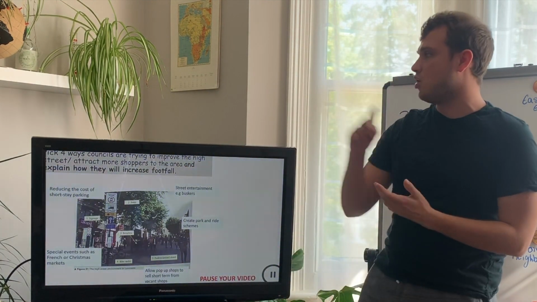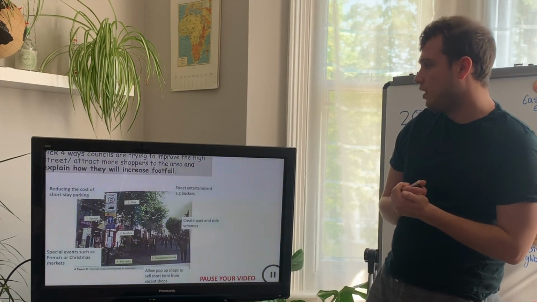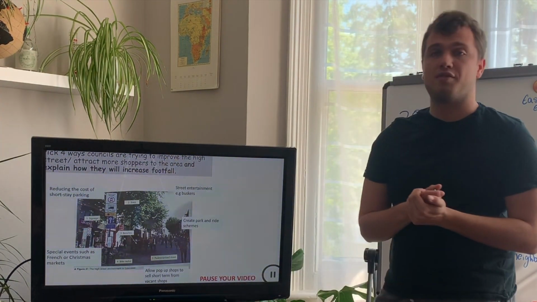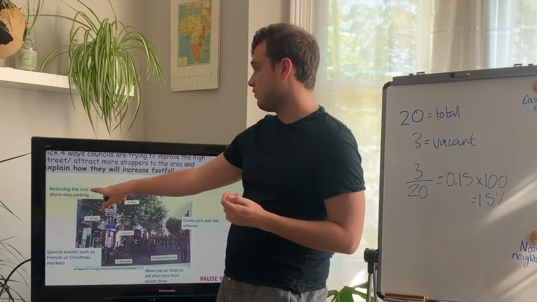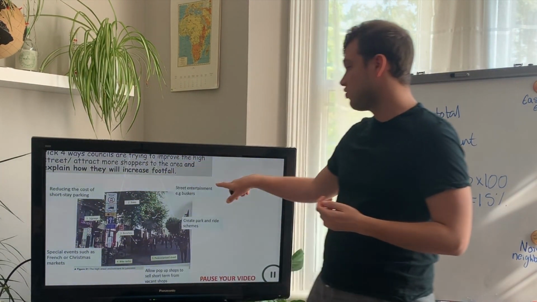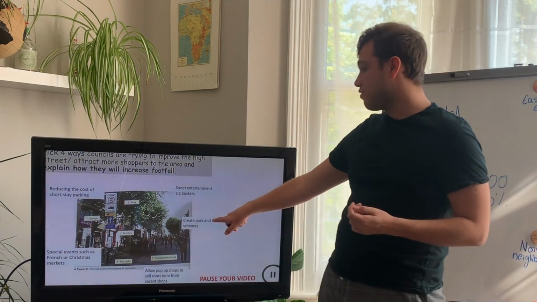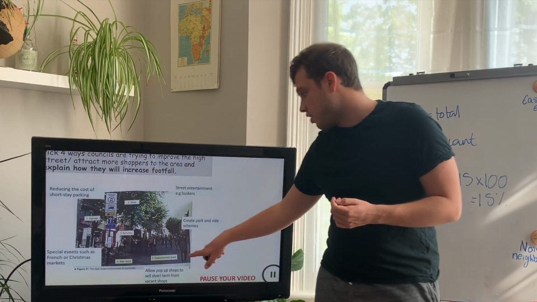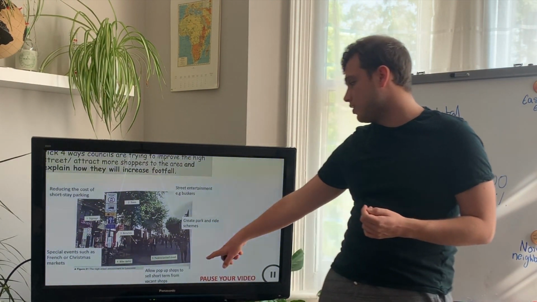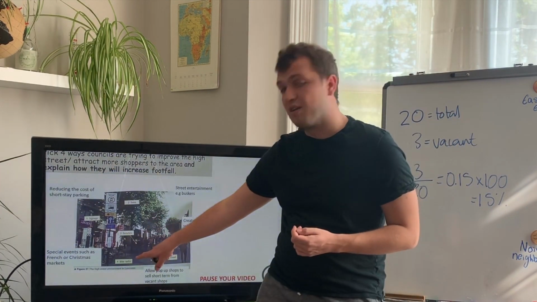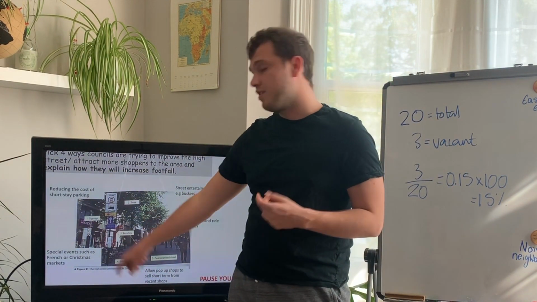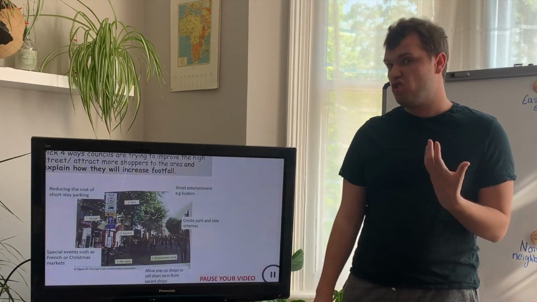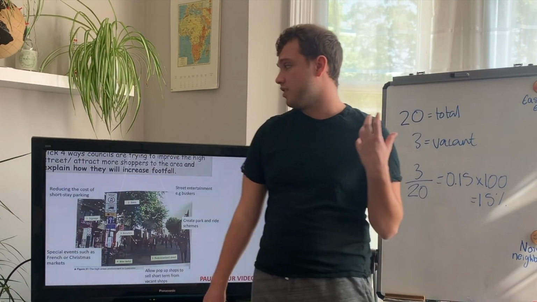So here is an image of a high street, and on here we have got 9 different impacts. We've got reducing the cost of short stay parking, adding trees, street entertainment such as buskers, creating 3 park and ride schemes, pedestrianised streets, pop-up shops that sell short-term out of the vacant shops, having bike racks, having benches, having special events such as a French or a Christmas German market, and having lots of signs.